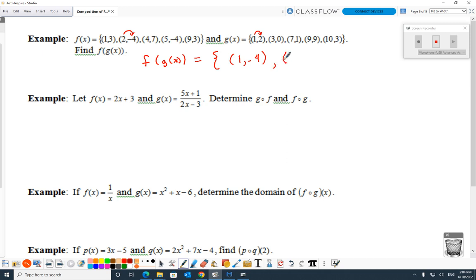G can take 3s and turn them into 0s, and then you go over here and plug 0 into f, and you go, oh, f can't handle 0. There's an element in the range of g that isn't in the domain of f, so we just don't use it. We can just leave it off our list, and we don't have to do it at all.